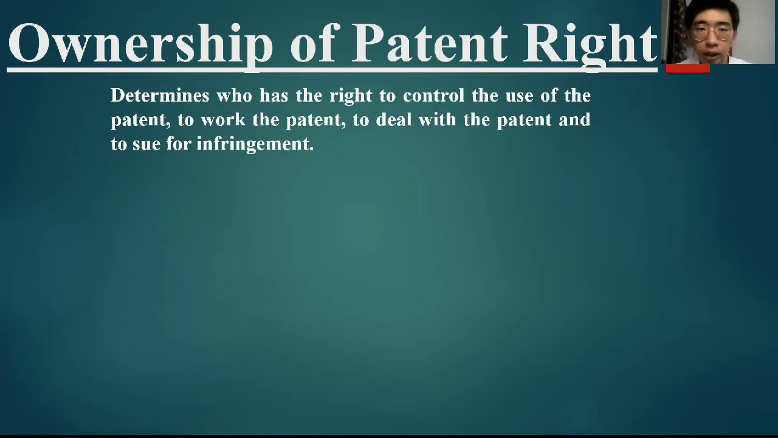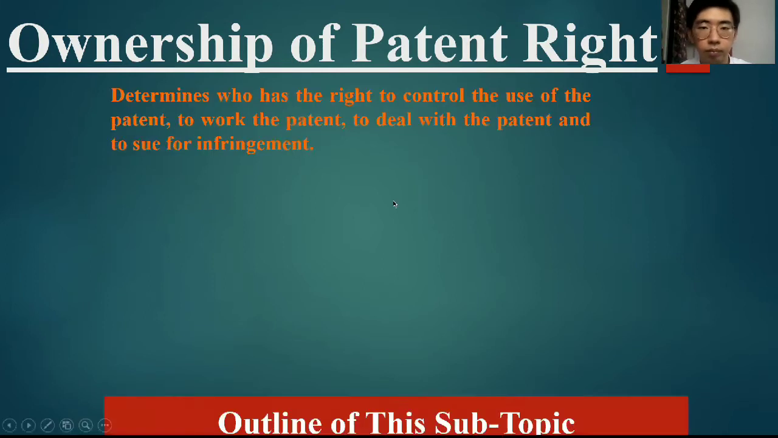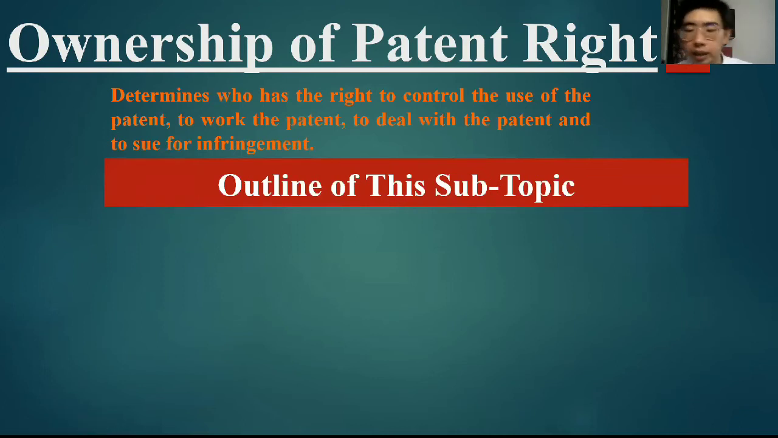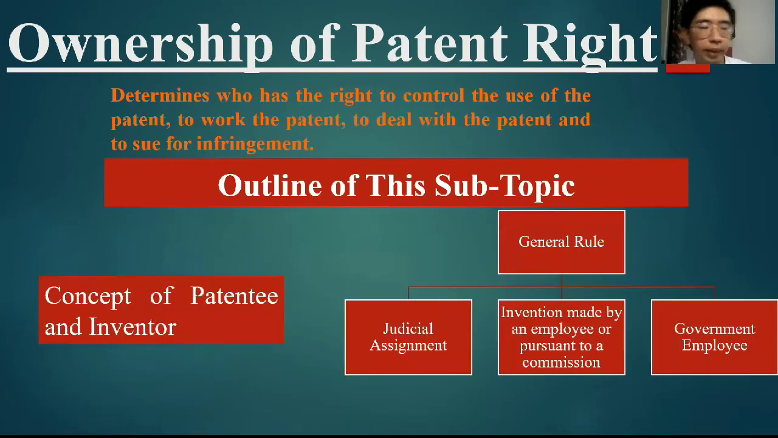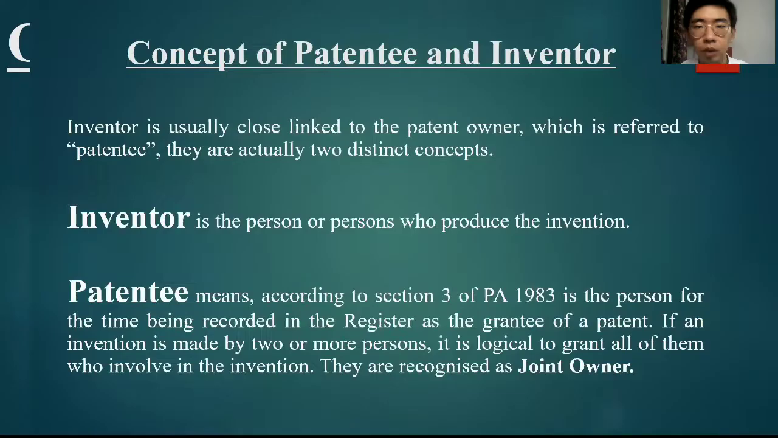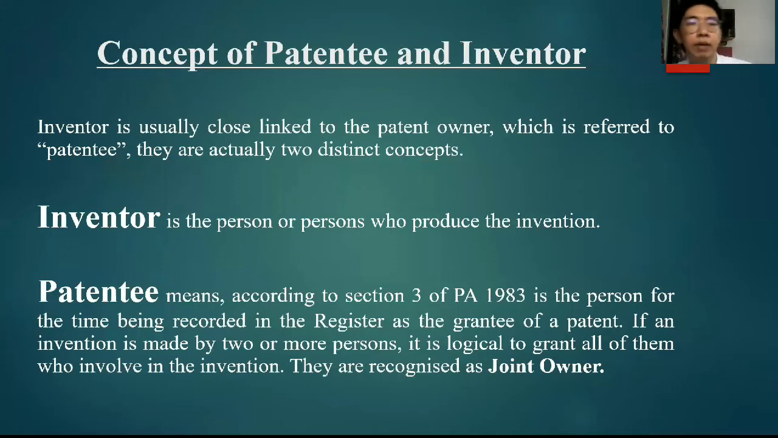In this video, I'm going to discuss the concept of the patentee and the inventor, and then the general rule of ownership. And then there are 3 exceptions to the general rule. I'm going to discuss them one by one, whether the inventor is always the patentee, or whether it is the other way around as the exception applies. Now you could see the patentee and the inventor are usually discussed together because they are so closely linked to each other. But actually they are 2 distinct concepts.